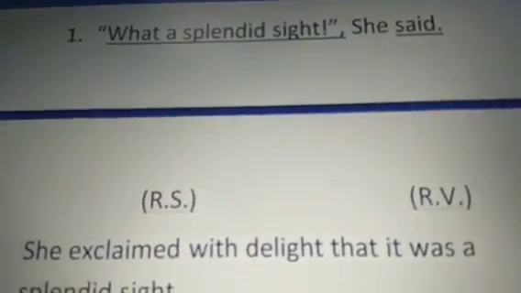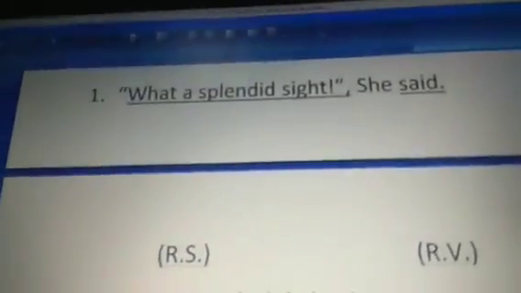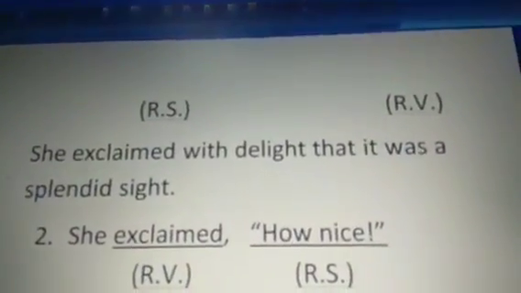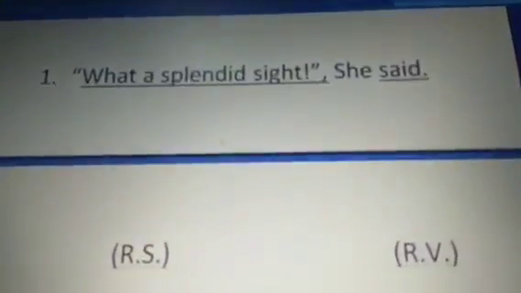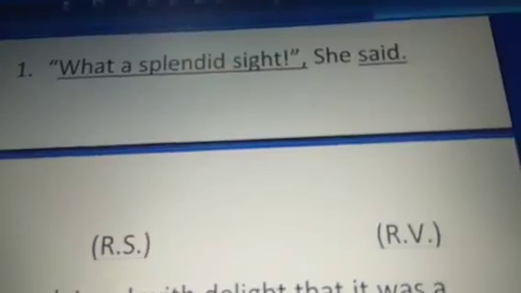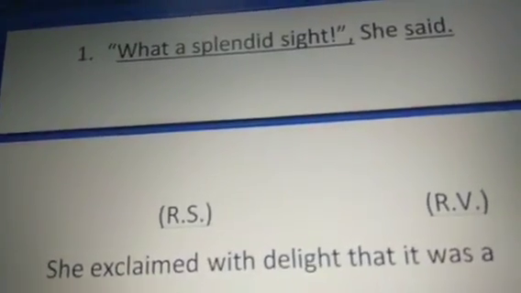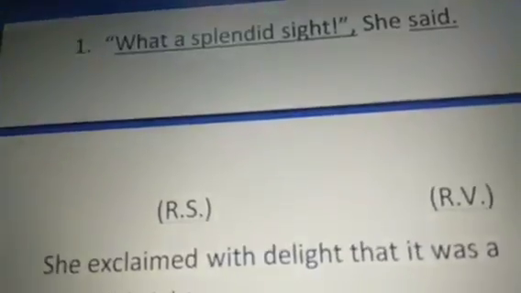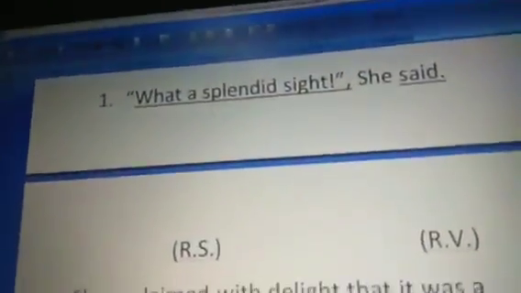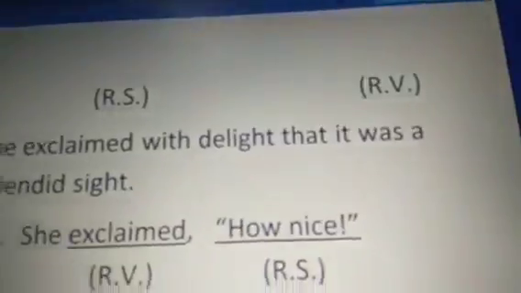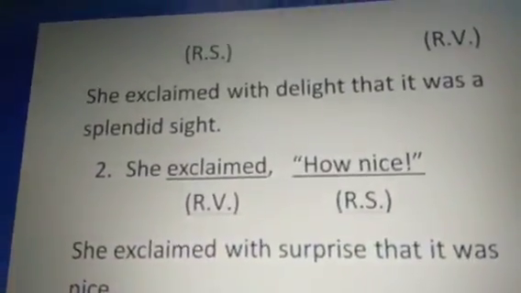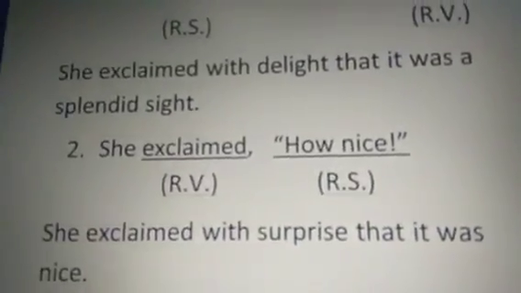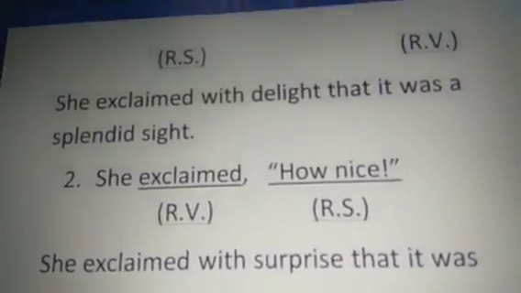So when this particular direct speech is converted into indirect one, it goes like, she exclaimed with delight. Now this reporting verb said has been replaced by exclaimed with delight, followed by that conjunction, and it was a splendid sight. Now the tense of the reported speech has been changed as per rule. Now the tense is simple present, so as per rule it has been changed in simple past. So this sentence reads like, she exclaimed with delight that it was a splendid sight.